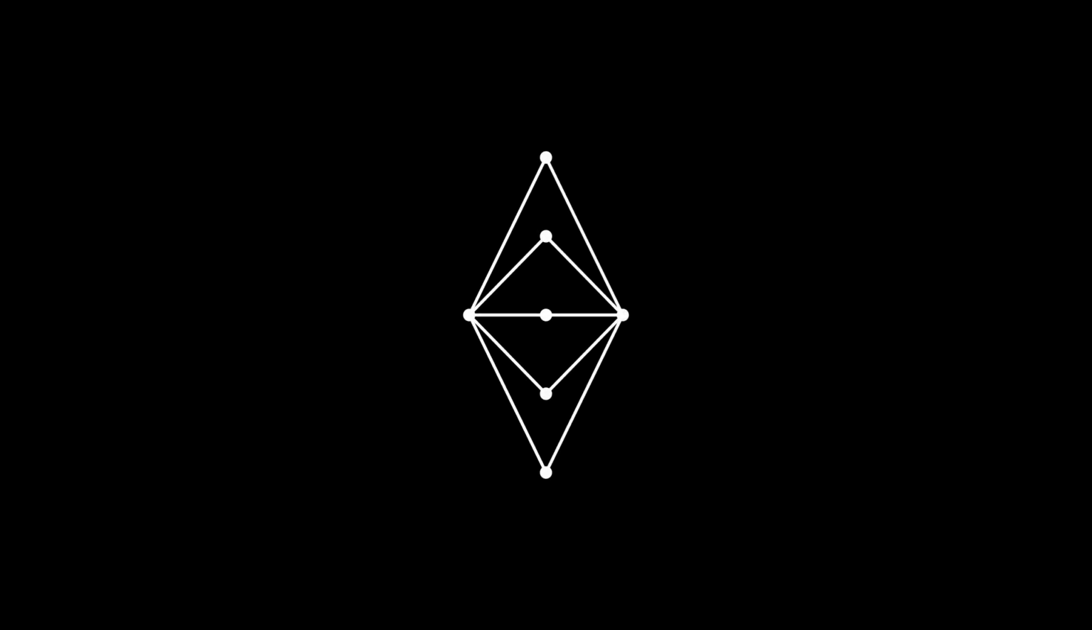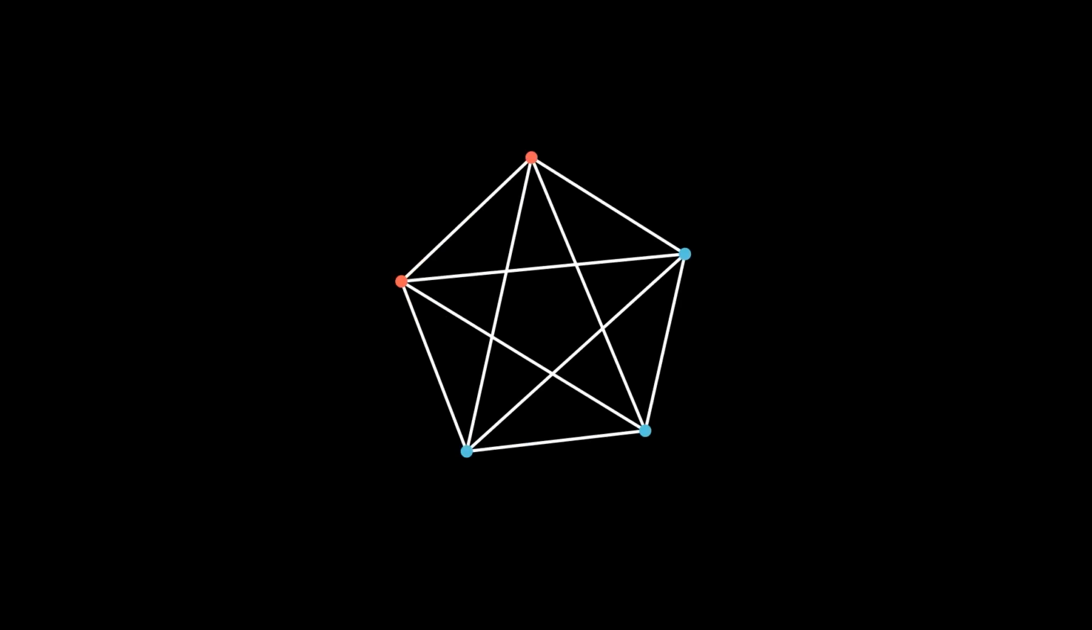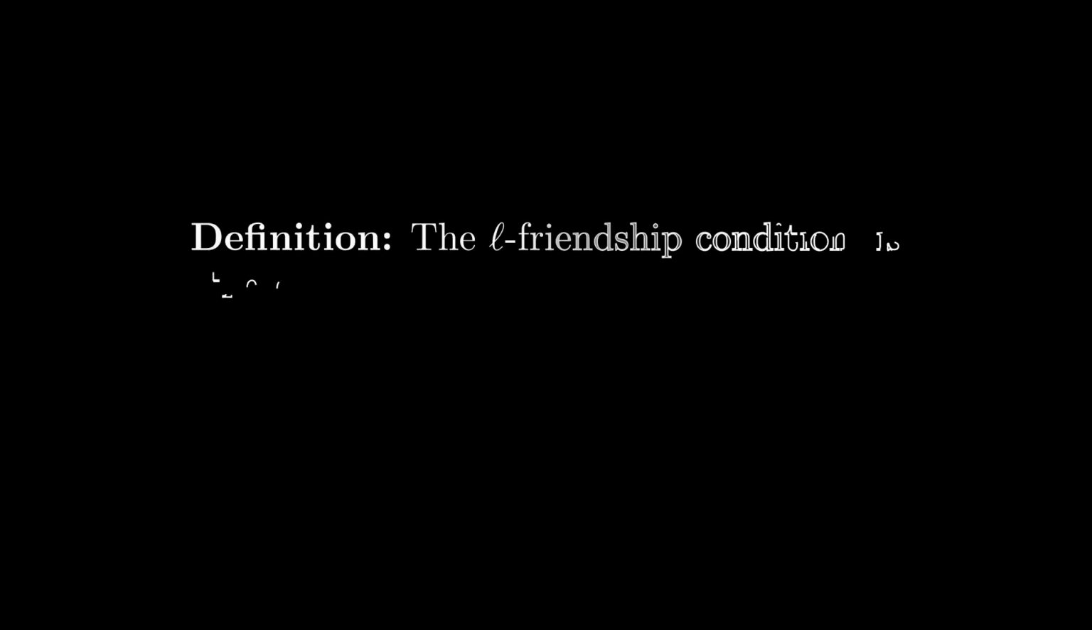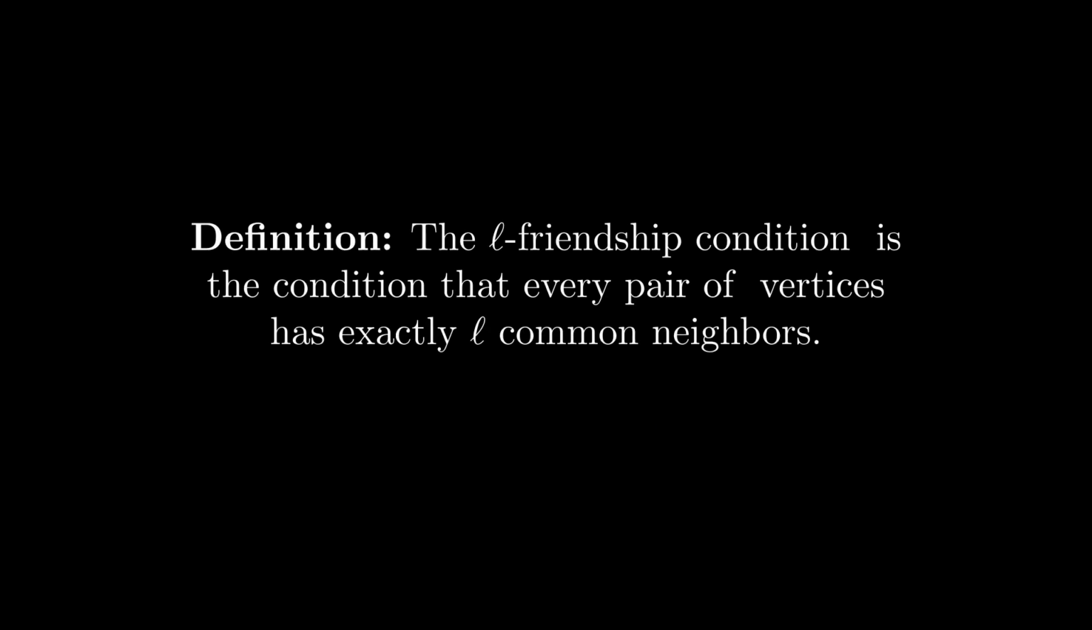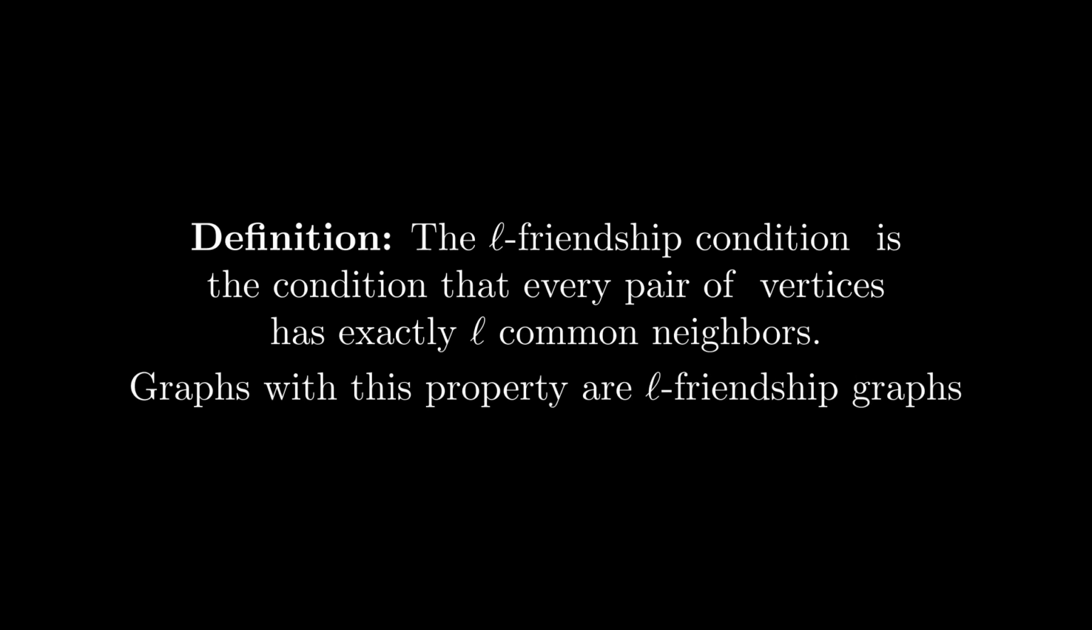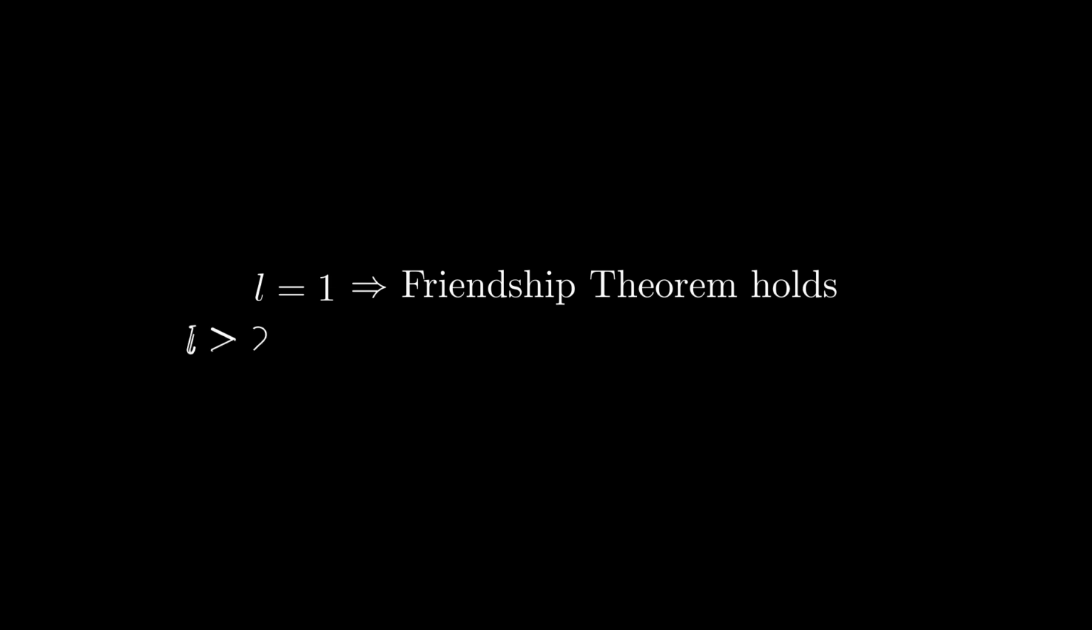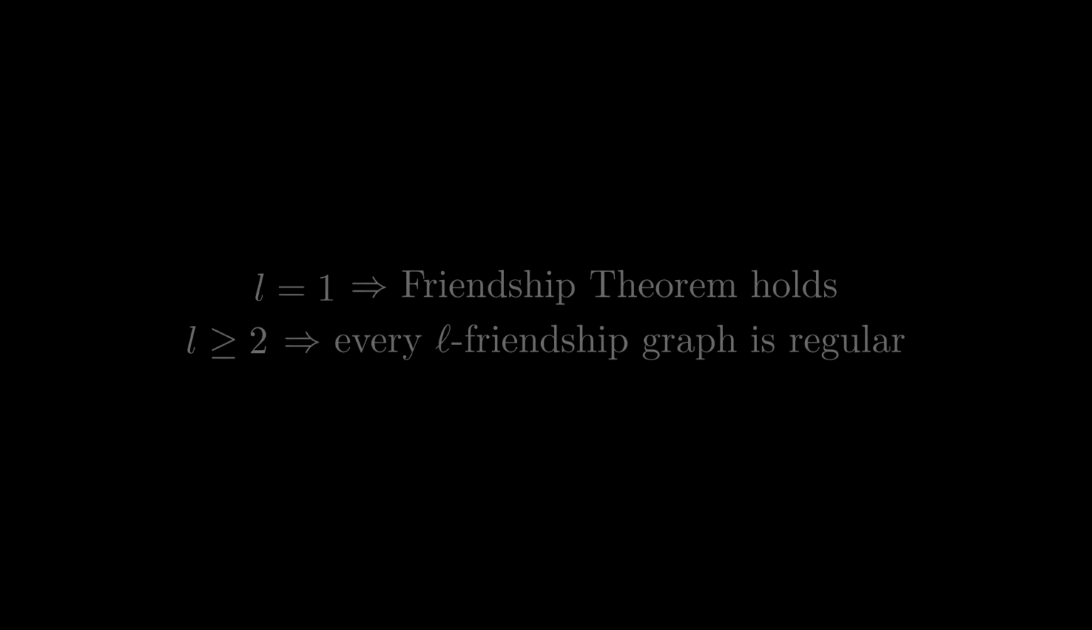We finished characterizing graphs where pairs of vertices have exactly one mutual neighbor, but what if there are multiple mutual neighbors? For example, the complete graph with n vertices is a graph where each pair of vertices has exactly n minus 2 mutual neighbors. The condition that every pair of vertices has exactly L common neighbors is called the L friendship condition, and graphs with this property are called L friendship graphs. If L equals 1, then we recover the friendship condition that we just discussed. For L at least 2, every L friendship graph turns out to be a regular graph.